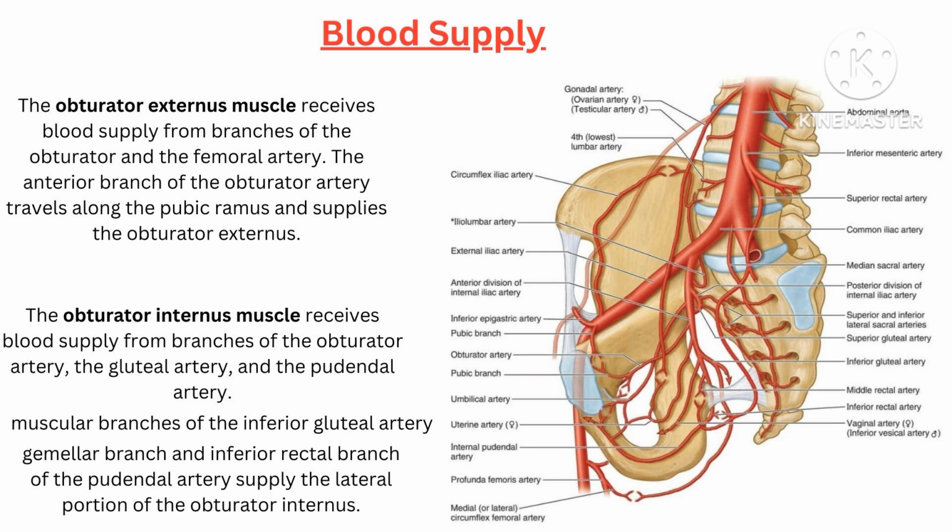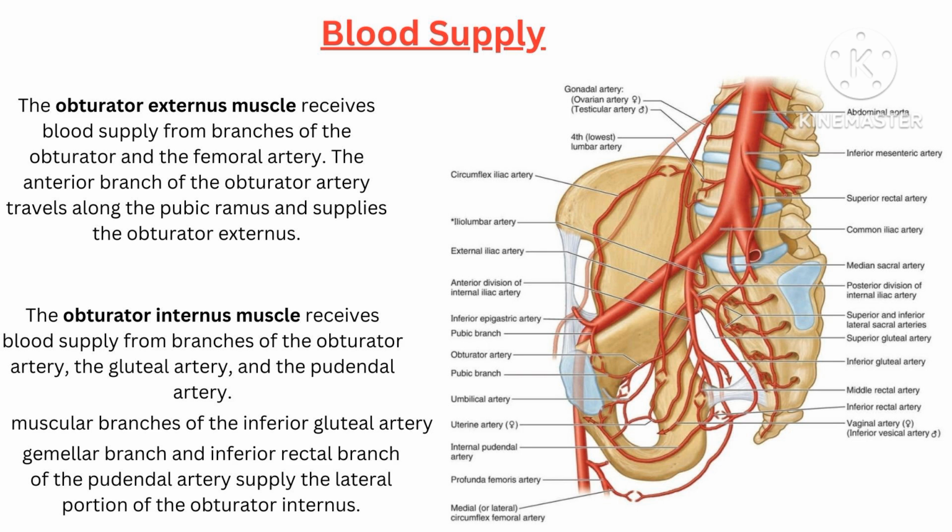Therefore, the obturator externus can receive vascularization from either one or both of these arteries. The obturator internus muscle receives blood supply from branches of the obturator artery, the gluteal artery, and the pudendal artery.